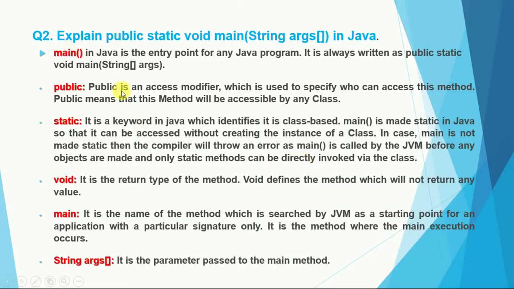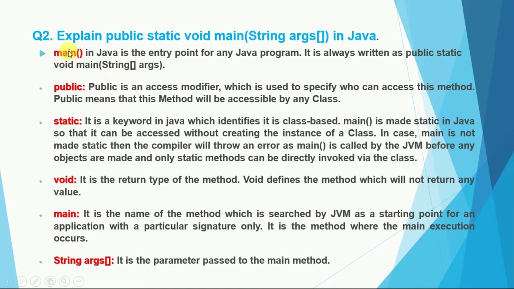So next is: explain public static void main. In every program we need to write public static void main at the start, and inside it we perform all our execution and operations. But what is the actual meaning of this public static void main and the String argument in Java? We should know about this.